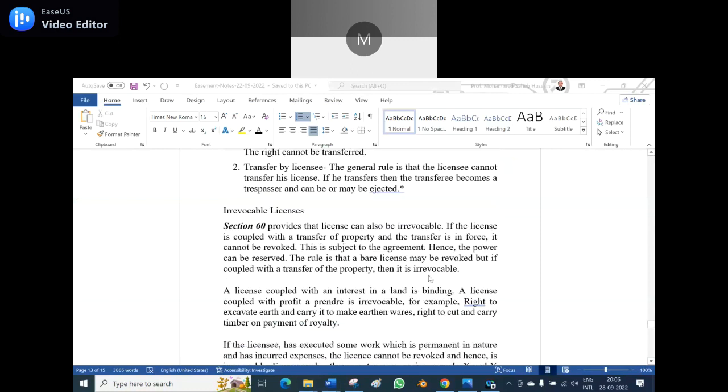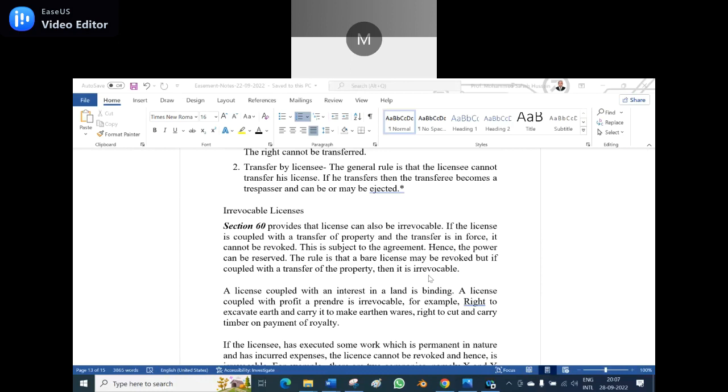Section 60 provides that the license can also be irrevocable. If the license is coupled with the transfer of property and the transfer is in force, it cannot be revoked. Once the license is given, in certain cases it cannot be revoked. This is subject to the agreement. Hence, the power can be reserved.